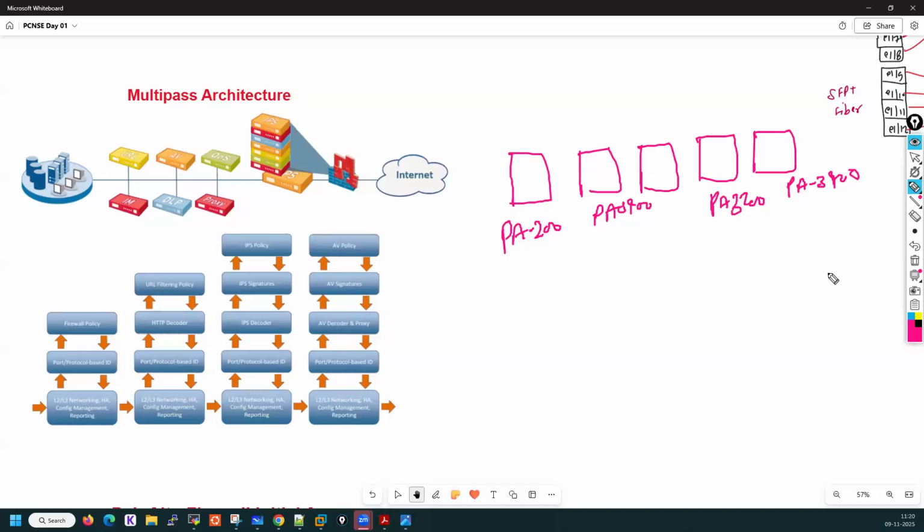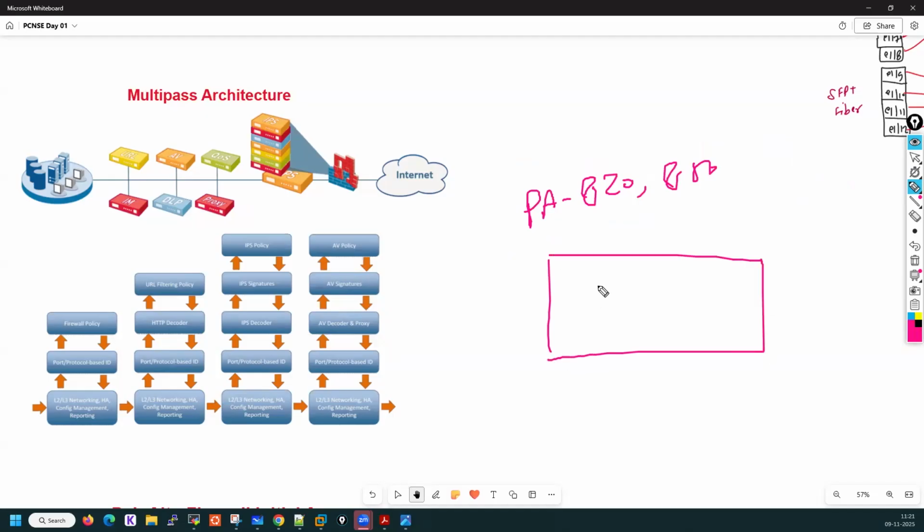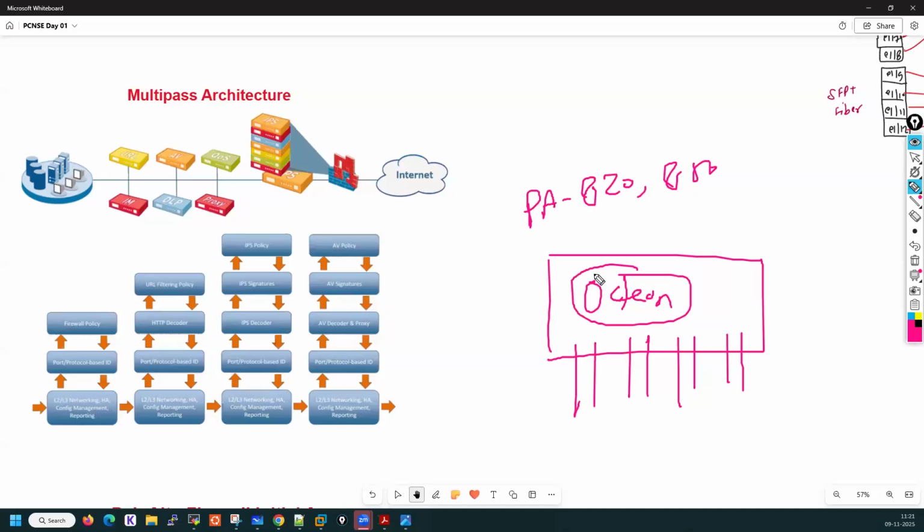Now let me give you one example. For the PA-820 or PA-850 box, this particular box only has a single chip, which is the Octeon chip. On this box, all your interfaces are connected directly to this chip. There is no network processor and no signature match processor. It's just a single chip.